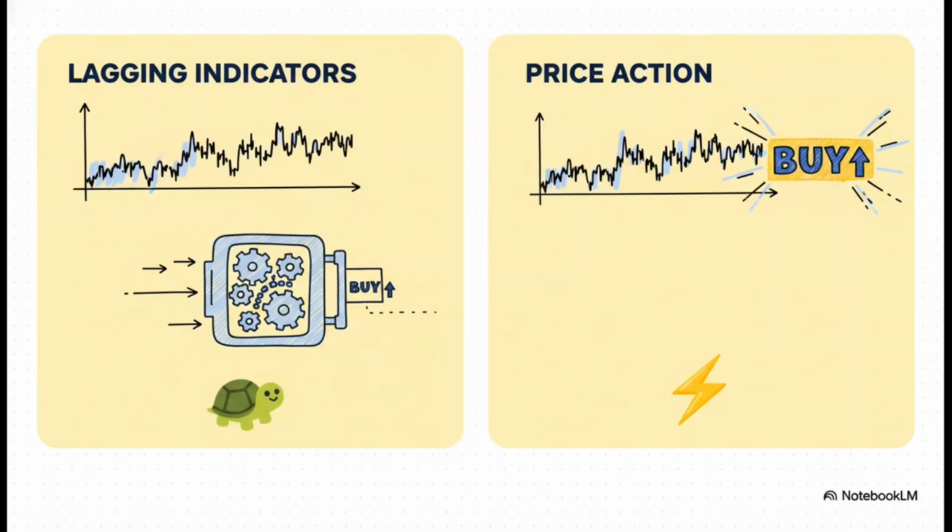Over on the left, you've got your lagging indicators. We're talking about popular tools like the MACD or the RSI. And they're called lagging for a reason. They have to use past price data to figure out what to tell you, which means, of course, there's always a delay. But on the right, you've got price action. It's based on what's happening right now, giving you a real-time signal of what's going on this very second.